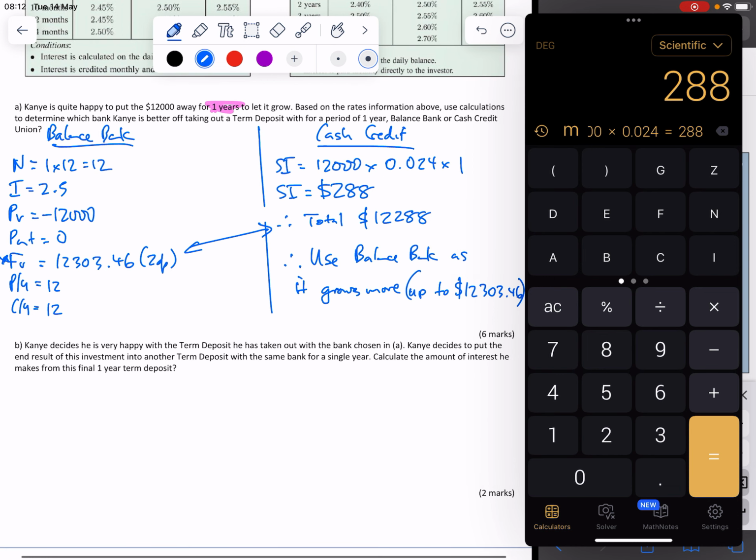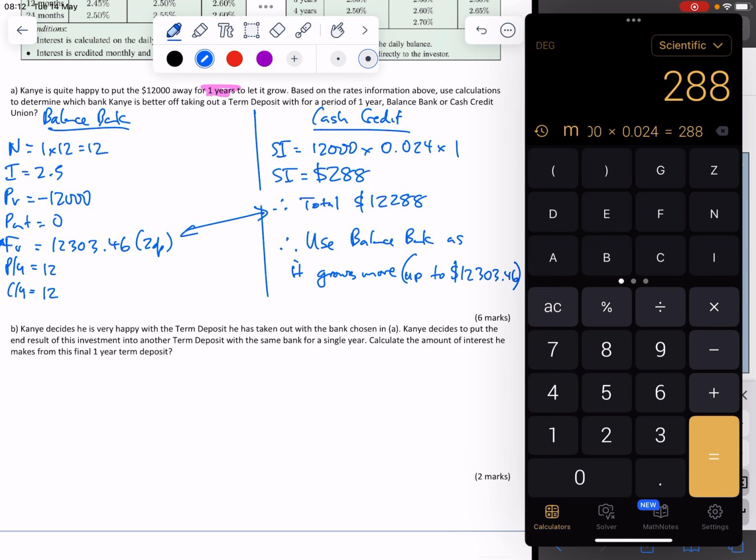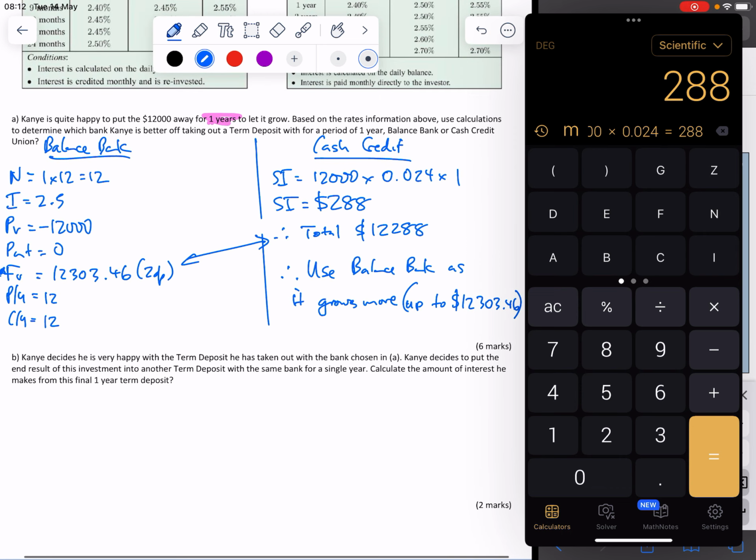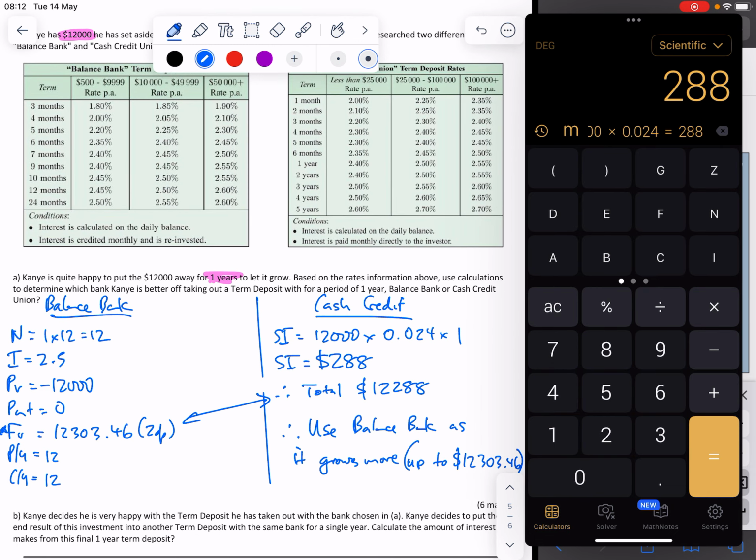Okay, to answer the question, Kanye decides he's very happy with the term deposit he's taken out with the bank chosen in A, so he's staying with Balance Bank. He decides to put the end result of this investment, so it grew to $12,303.46, in the same bank for a single year. Calculate the amount of interest he makes from his final 1 year term deposit. Well, it's 12,303, so it's still in this range here. He's doing it for 1 more year, so nothing changes with the settings, just the amount.